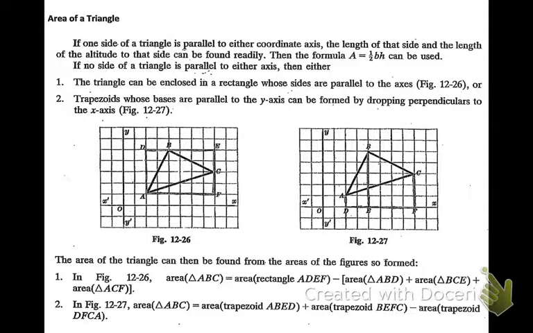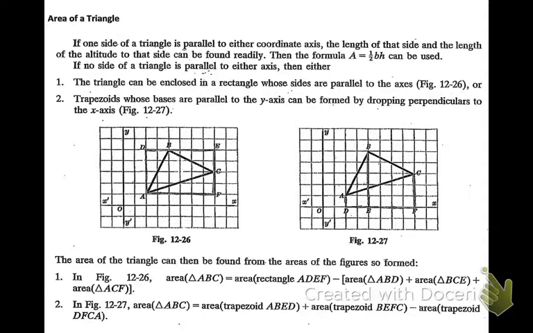Alright, so area of a triangle. If one side of a triangle is parallel to either coordinate axes, the length of the side and the length of the altitude of that side can be found readily. Then the formula 1/2 base times height can be used.